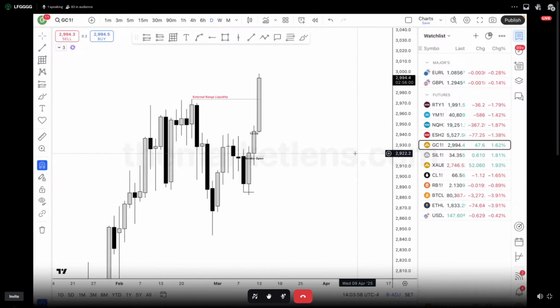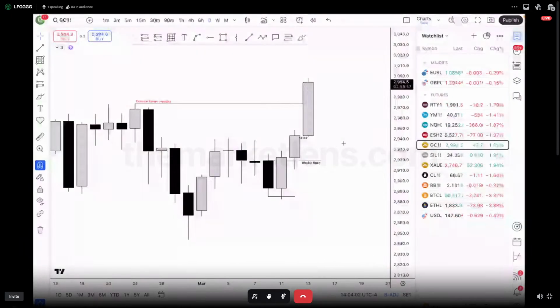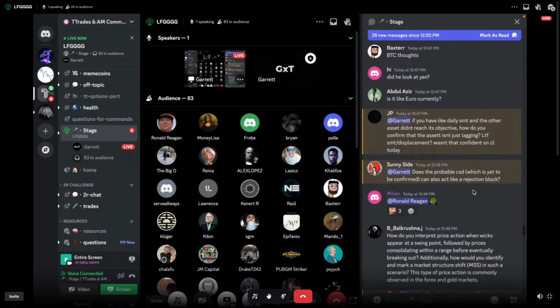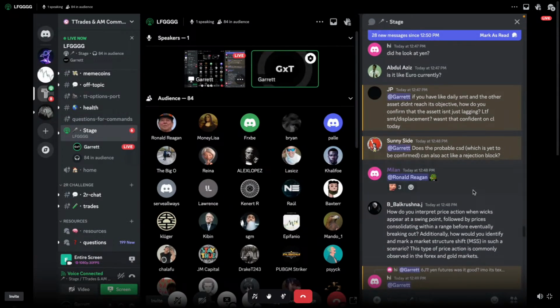It's the higher time frame. Does that kind of make sense? In a way. But a lot of it is how the daily range is developing. Is it possible CSC, which is yet to be confirmed?